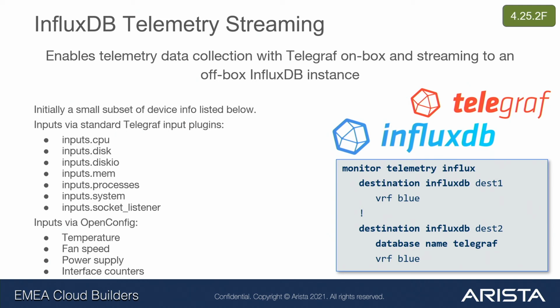Today, the subset is quite small of data that we're actually exporting, mainly about the CPU and disk usage, but then there are some inputs that we have today using our OpenConfig API around temperatures, fan speed, power supplies, and interface counters. I believe we're going to be adding more in time, but today it's quite a small subset of the telemetry. If you want everything in terms of telemetry, have a look at the gNMI connectors that we have. Use CloudVision, but it's there as an option to bypass CloudVision and send to an InfluxDB collector that you might have.